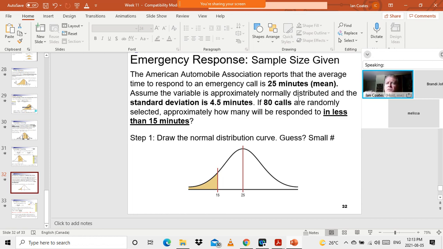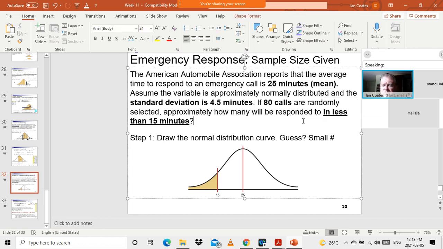So there's lots of things going on here. Pull things out, get rid of the language. Your mean, 25 minutes. Standard deviation, 4.5 minutes. 80 calls, less than 15 minutes. That's all you need for this one. Okay, so draw your curve. There's your mean at 25. You could put in your standard deviations there. 4.5 minutes, so that would be 29.5, that would be 34, 38.5, these kinds of things, right? But this is what we're looking at.